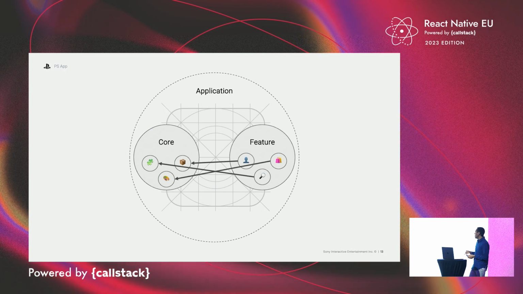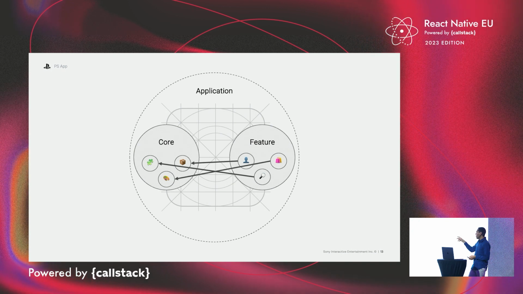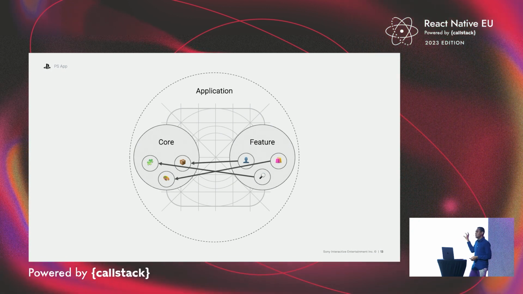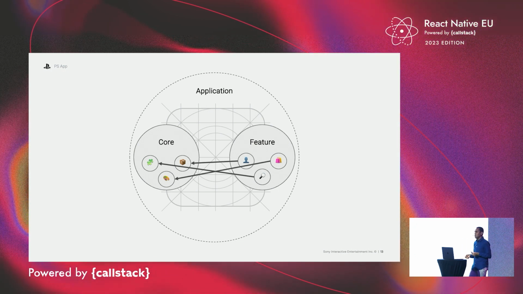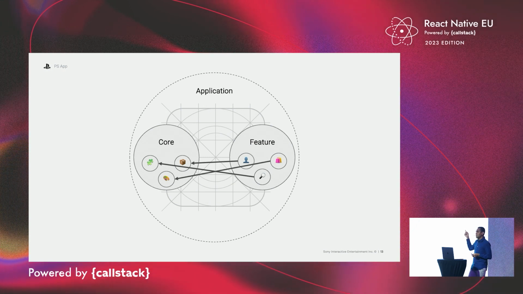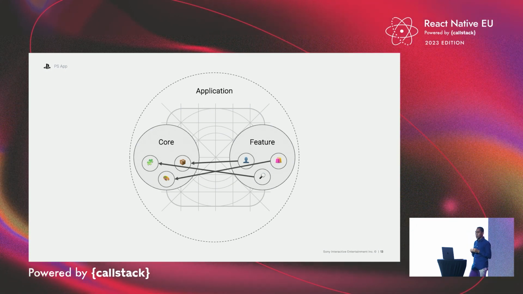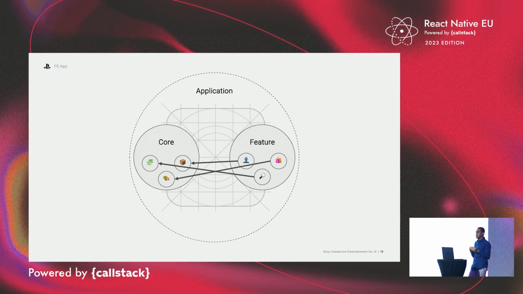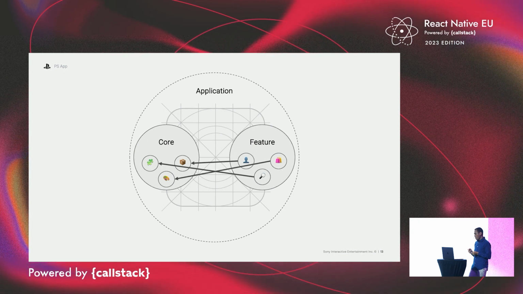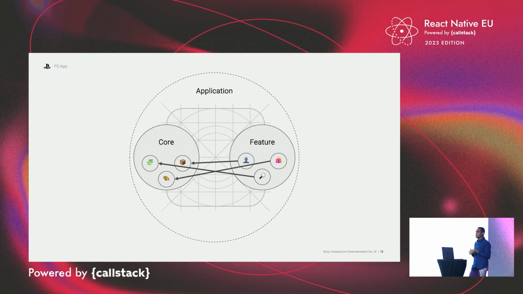The feature layer can only access modules within the core layer. That means that if a feature needs to access another feature or needs to route to another feature, it should do so through the application layer and not directly with another feature. This is so that features are not tightly coupled and they can be more extensible, and we don't necessarily need to worry about circular dependencies or navigating into weird scenarios.